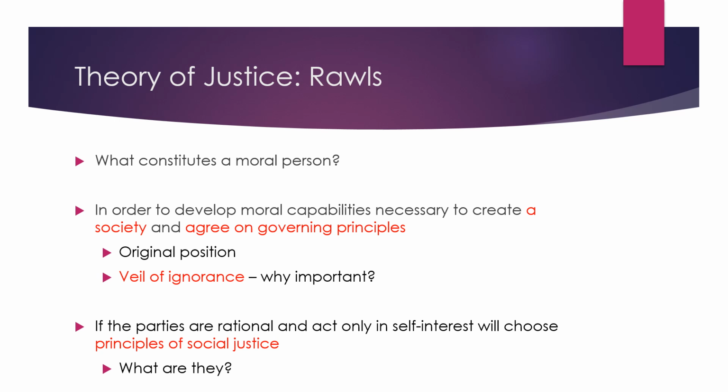So these are important because he argues that if parties are rational and they only act in self-interest, they're naturally going to choose the principles of social justice. What are those principles?